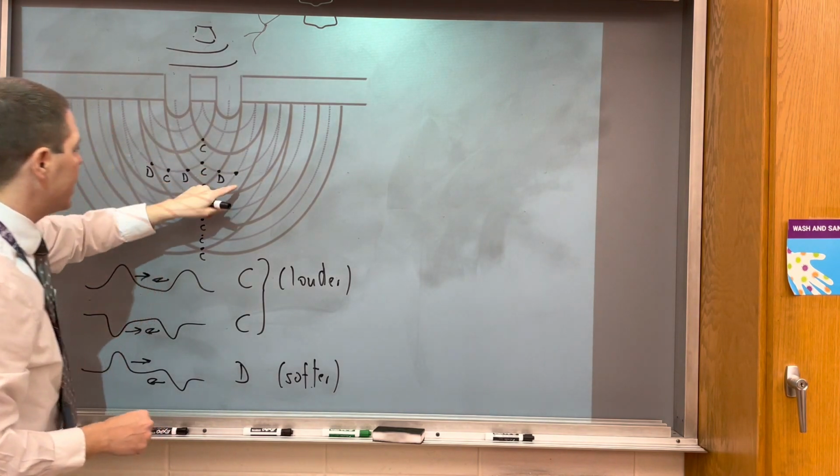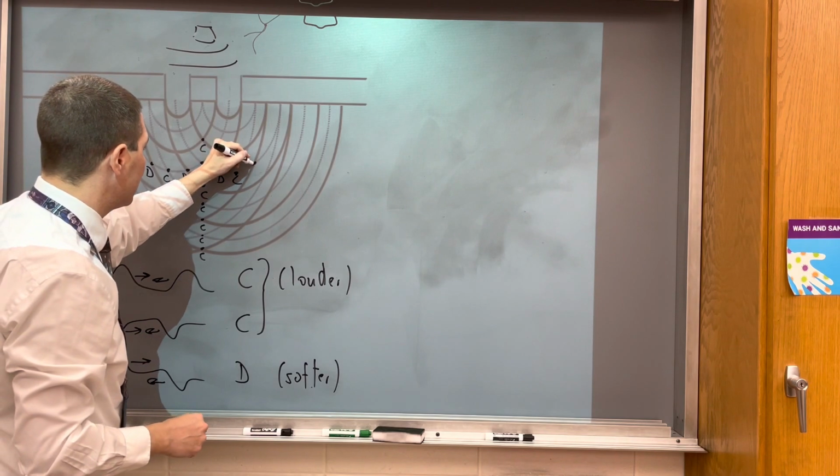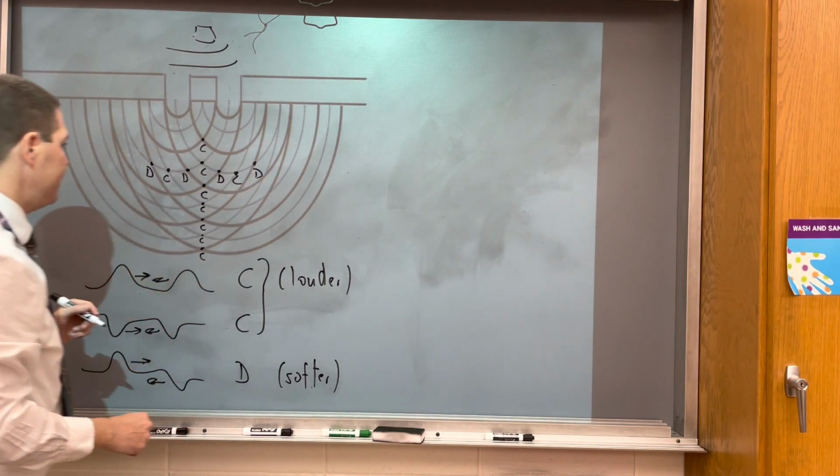This point over here is trough and trough. That's constructive. And this point over here is trough and crest. That's destructive. Okay.